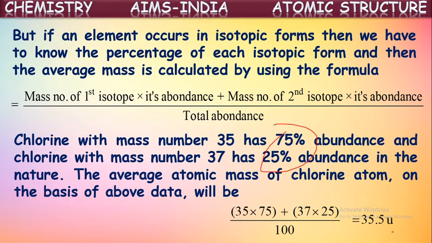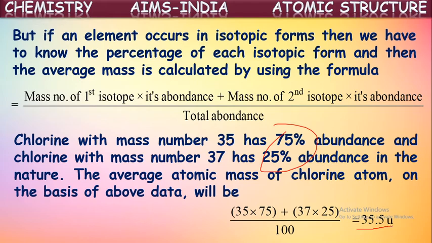Now if you simplify this, we get it as 35.5. Now we can say the average atomic mass of chlorine is 35.5. I hope you understood why chlorine's atomic weight is written in fractions now, because it has different isotopes.